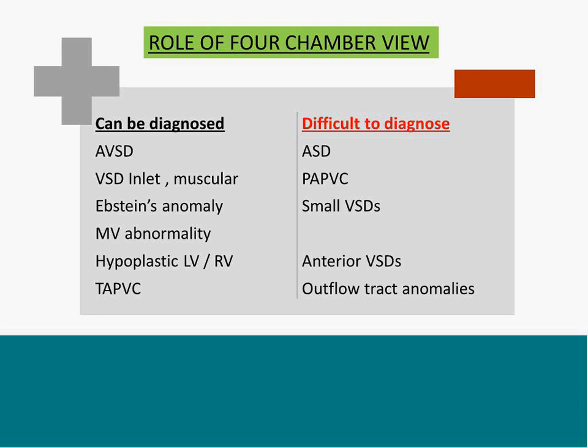Lesions which we cannot rule out in a 4-chamber view are the atrial septal defects, the small VSDs, and partial anomalous pulmonary venous drainage. And obviously, the anterior defects, the outflow tracts and the anterior VSDs, we haven't still reached into.